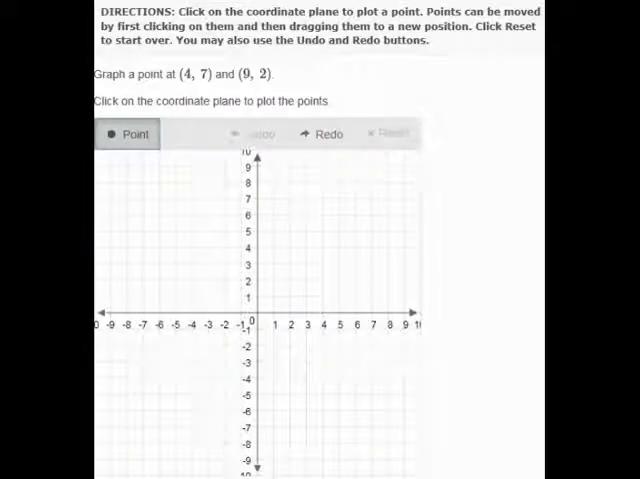Coordinate plane graphing items are available. Students are presented with a coordinate plane and asked to plot points. Points can be added, moved, and dragged into new positions. This particular item asks students to graph 2 points.